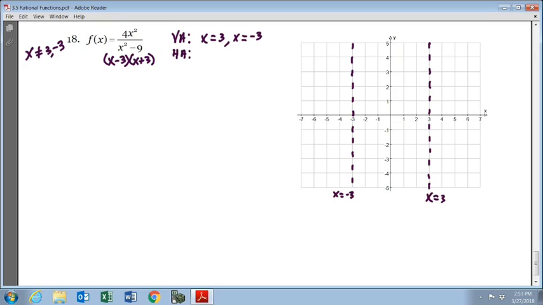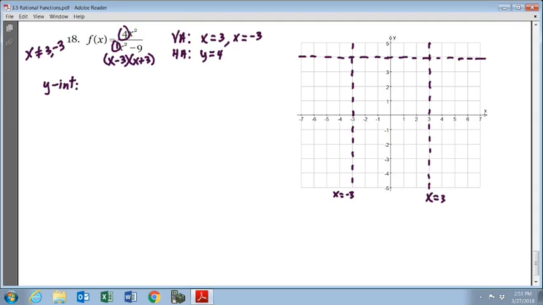Let's find the horizontal asymptote next. And you can see the degrees here are 2 in the numerator and denominator, so this is what we call balanced. And so we're going to want to take the coefficients of the leading terms, the 4 and the 1 here. 4 over 1, that's just 4. So y equals 4 is the horizontal asymptote.